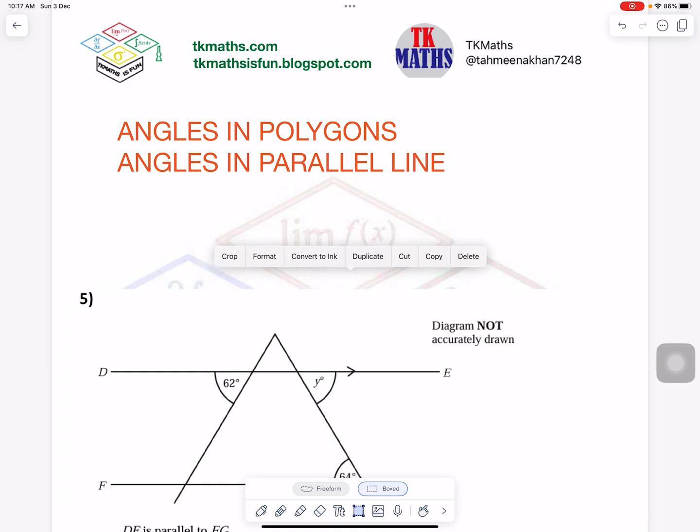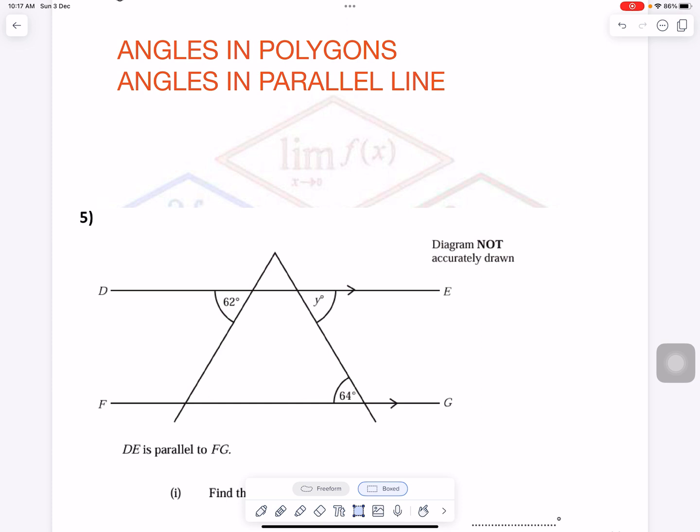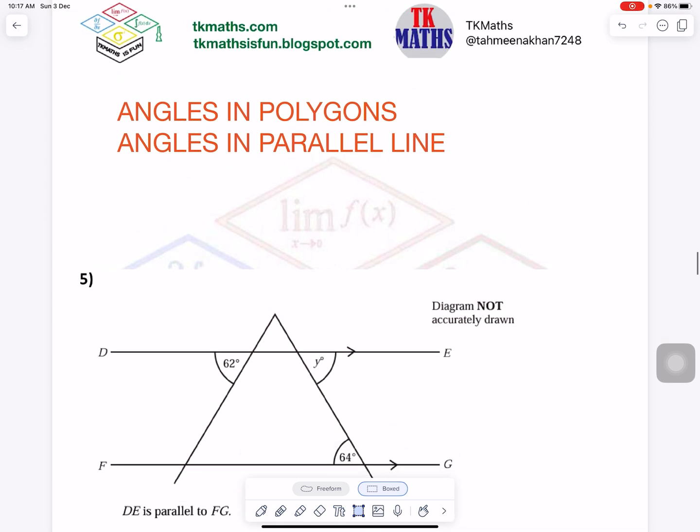In this video, we will see a few more examples of the concept of angles in parallel lines and in polygons. This question takes care of both concepts. In the earlier two videos, we have seen separately how unknown angles are calculated in polygons and with respect to parallel lines, right? So in this one, let's see here.